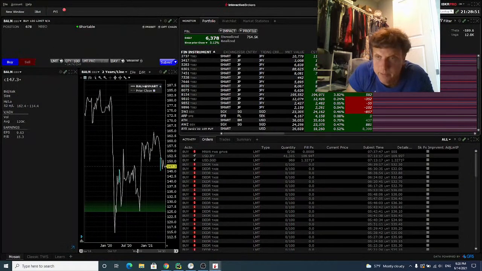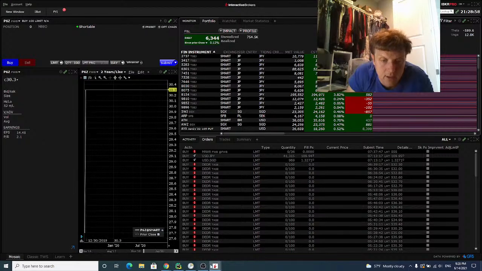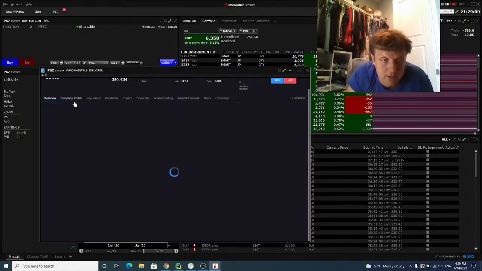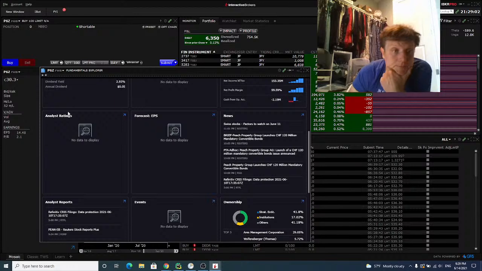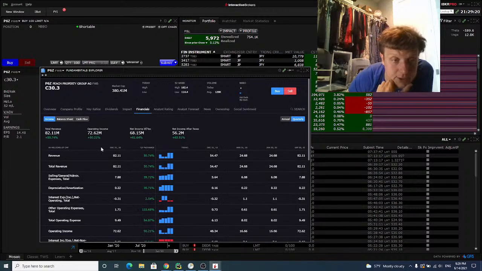So I just pull up this, do a search for the company, and we are looking for the stock. We want to see the fundamentals explorer for the stock. Let's get a quick look here. This is a Switzerland-based property investor, developer, residential, commercial. I like residential, don't like commercial. Switzerland commercial may do a little better. Question is, how much exposure do they have to commercial real estate in Switzerland?